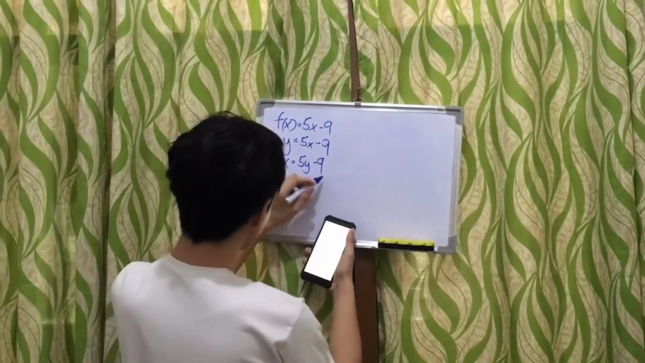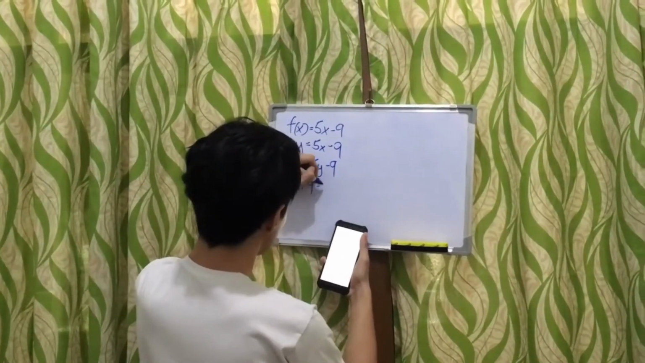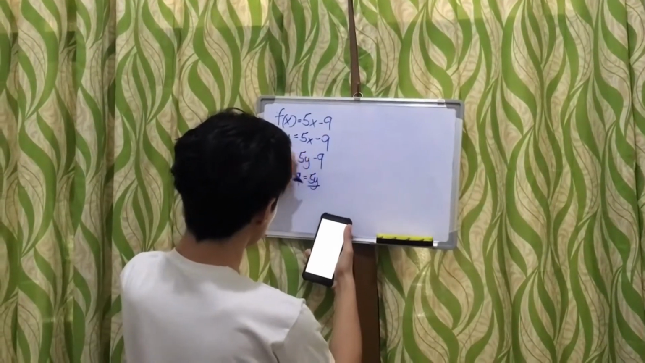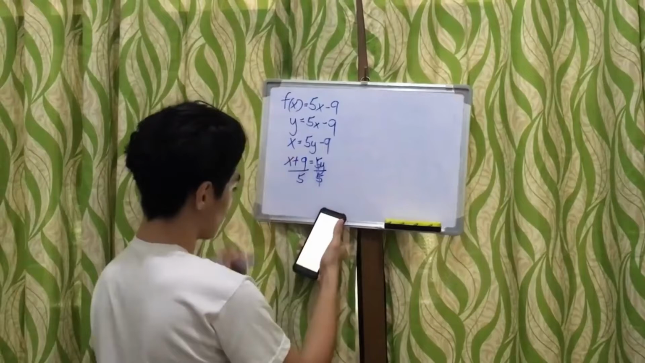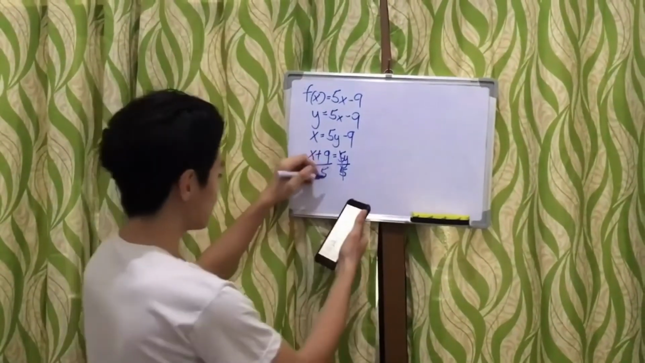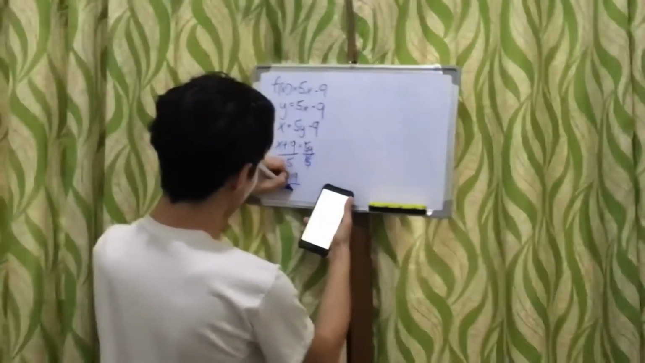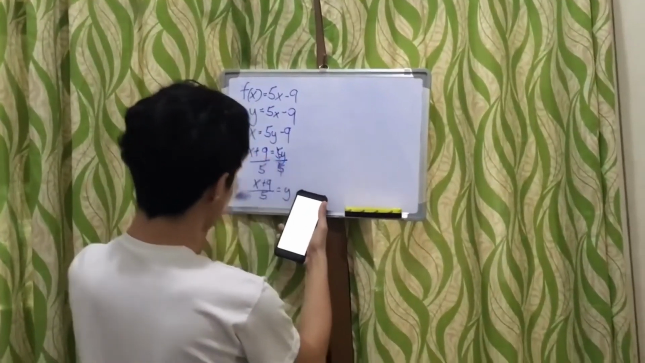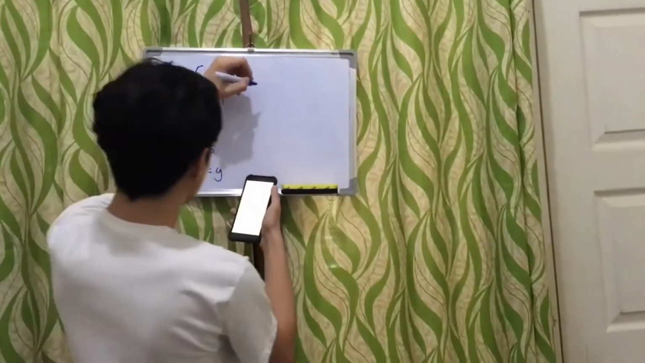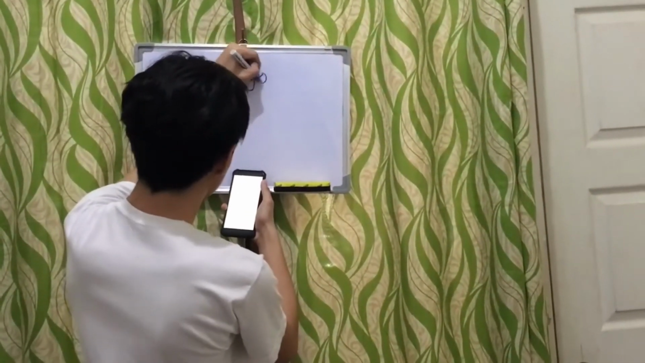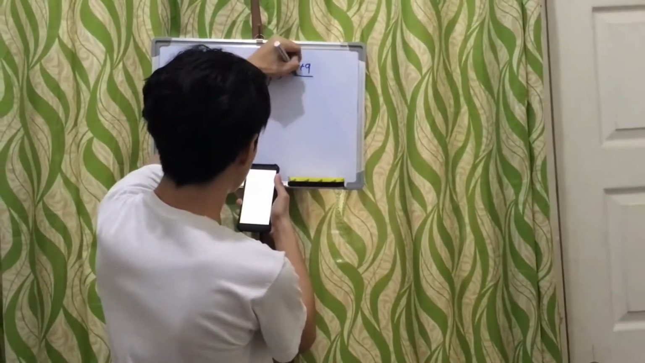Let's first move the negative 9 to x. x plus 9 equals 5y. Then divide it by 5. The 5s cross out. x plus 9 over 5 equals y. Then we will change this to g(x). g(x) equals x plus 9 over 5.